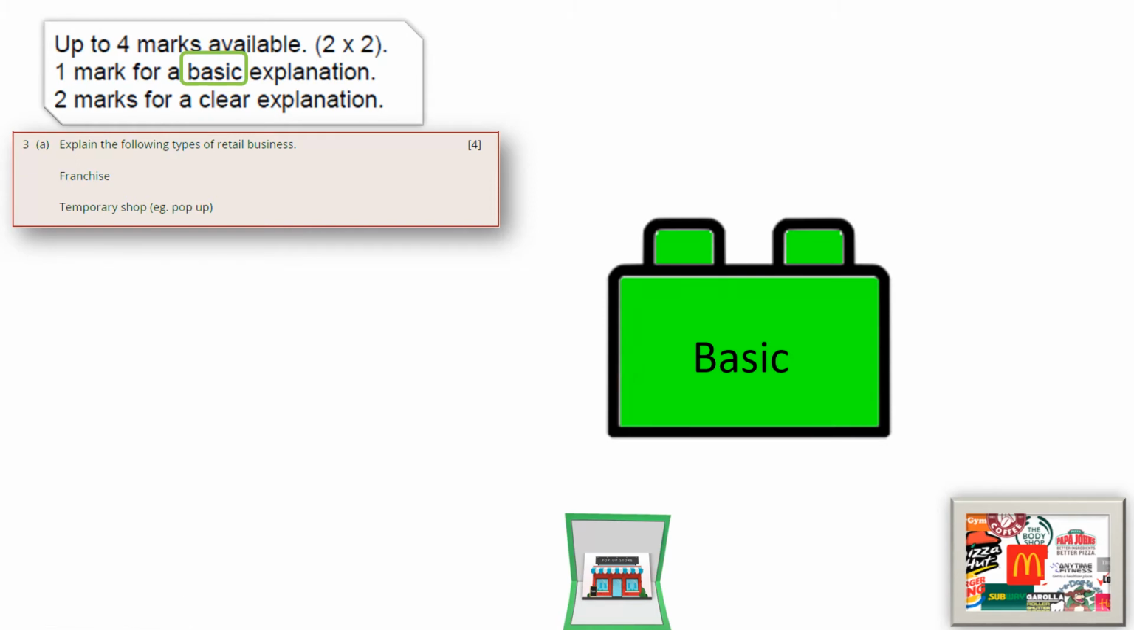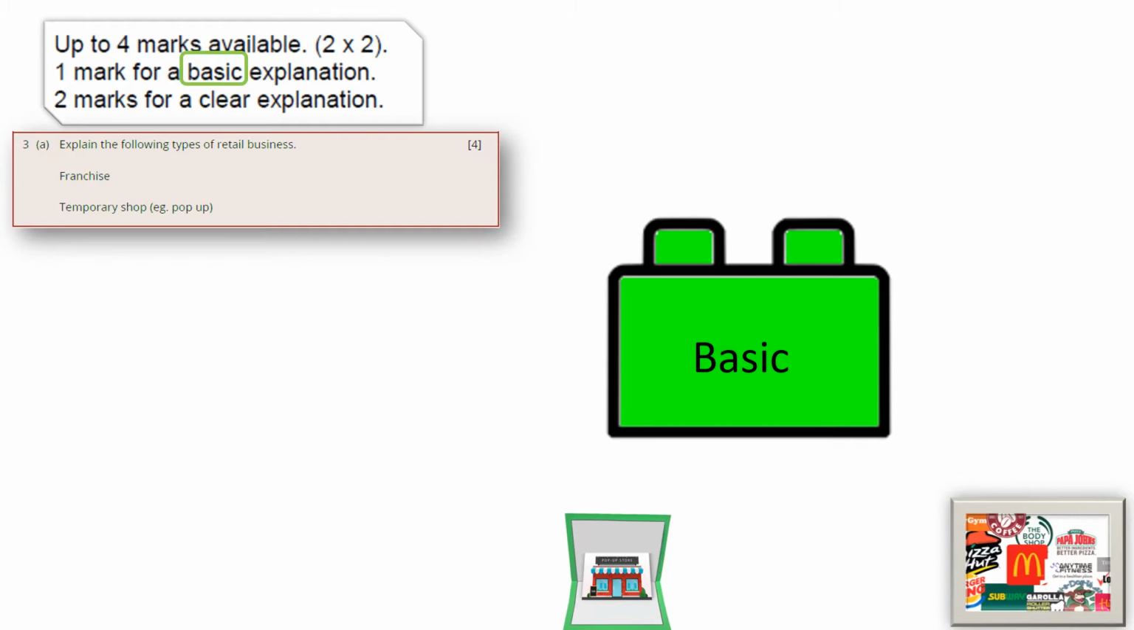Let's deal with the basic explanations of the franchise and the pop-up shop. If you were to say a franchise is part of a two-way relationship, the franchisee who buys the right from the franchisor to copy the business format, that's fine. That gives you the basic explanation. And if you were to say a temporary or pop-up shop is usually there in a premises between 1 day or 3 months, but not longer, you've got 2 basic explanations. You've got a point each per type of retail.